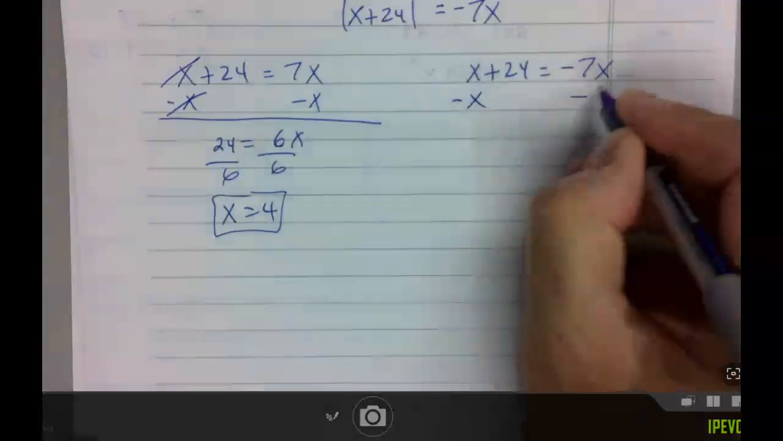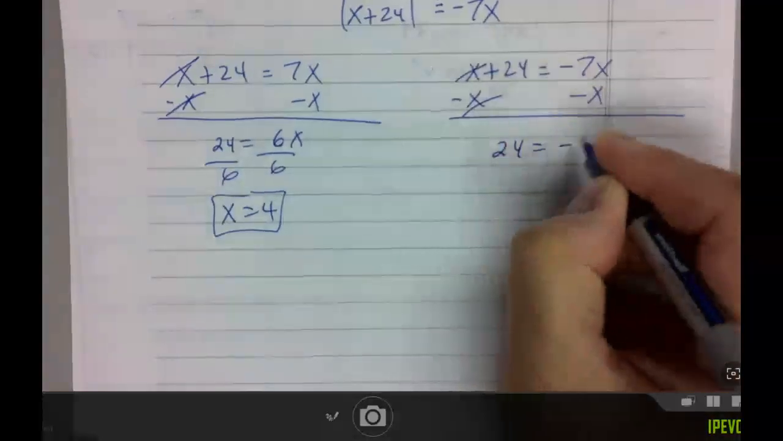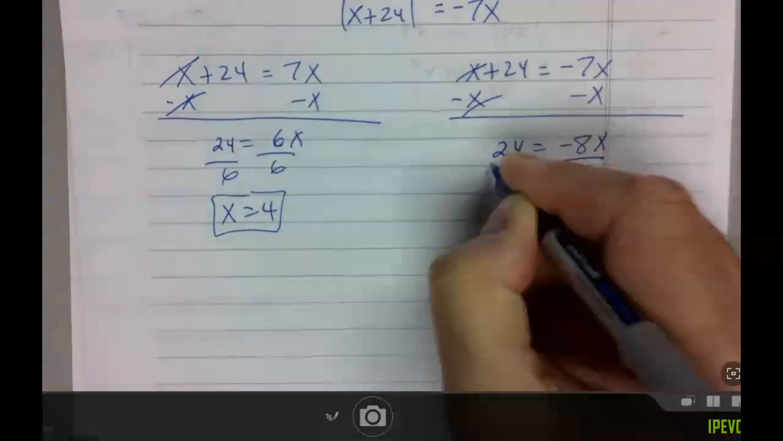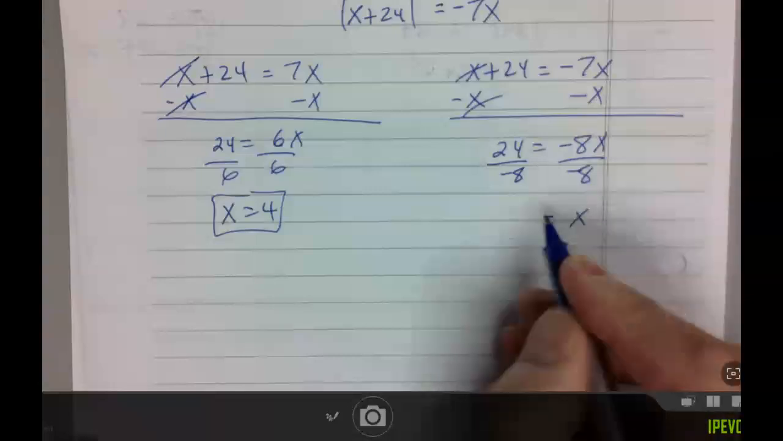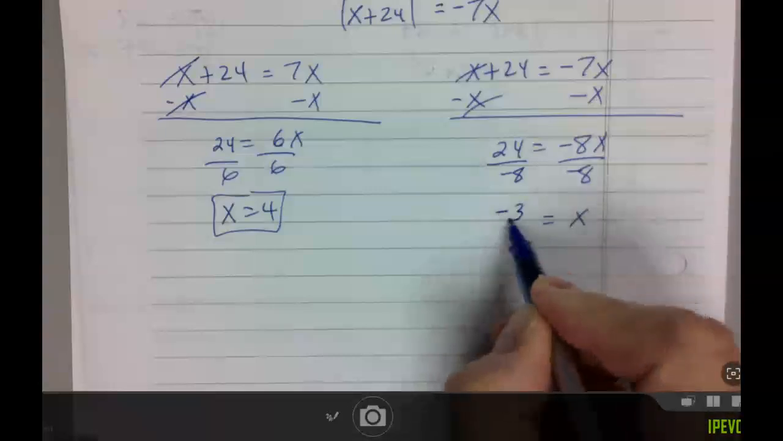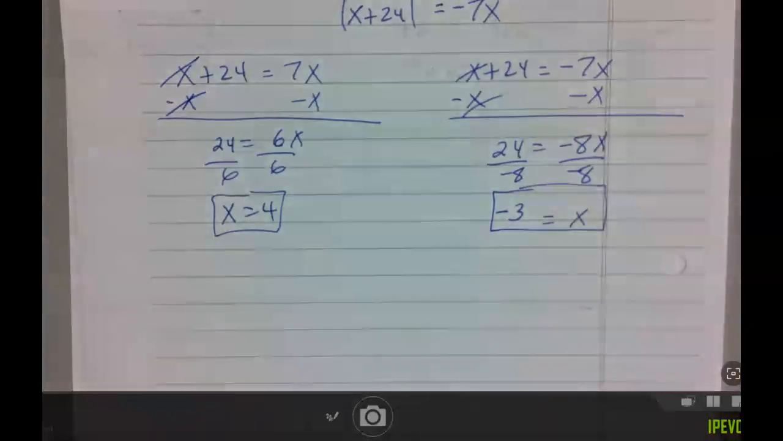Subtract x. I don't like to do that, but that's okay. We can do that. Divide by negative 8. So x is equal to negative 3. Does that look right to you guys?